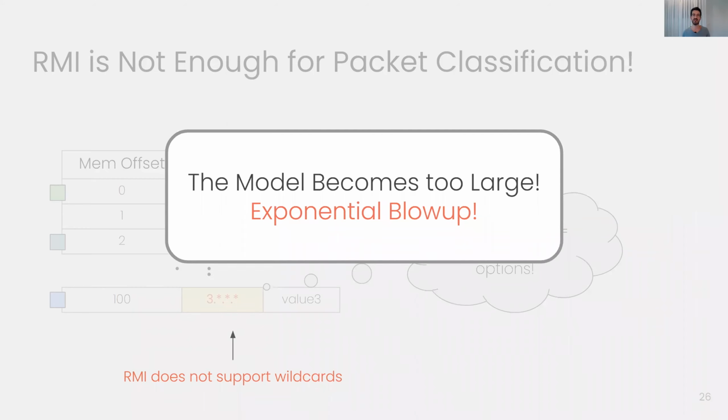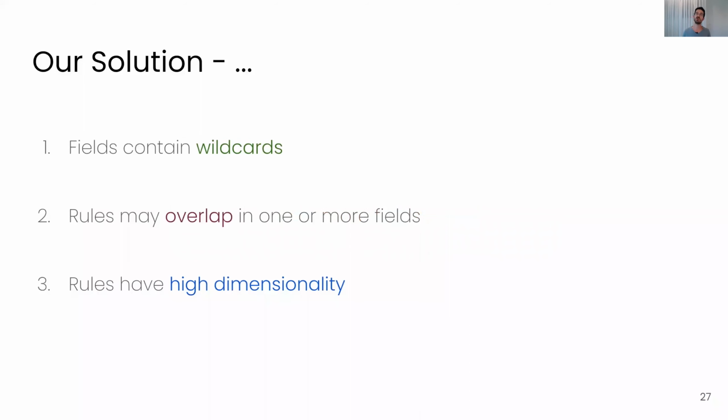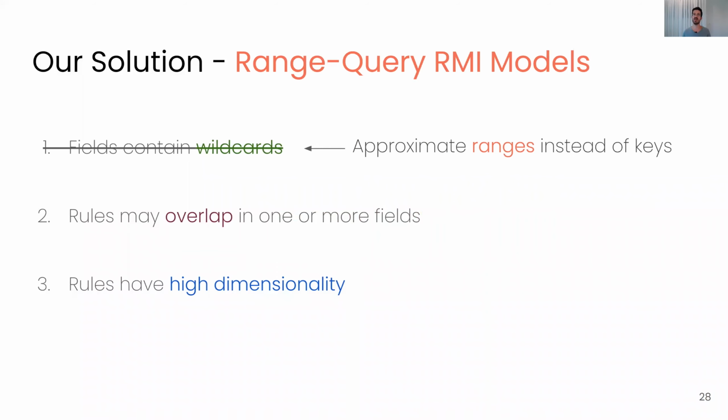Add the fact that rules overlap and their high dimensionality, and you get a huge RMI model that does not fit in core cache, a slow and almost infeasible training process, but mostly an exponential blowup. We have three issues that cause the exponential blowup: wildcards, overlaps, and high dimensionality. We solve them all by using range query RMI models, or RQRMI for short.